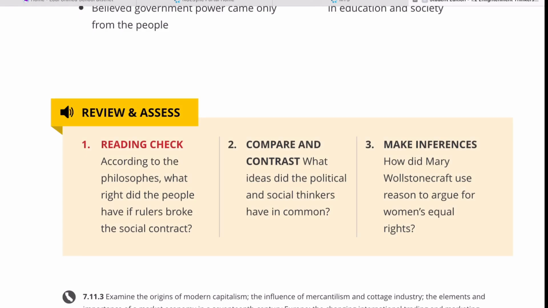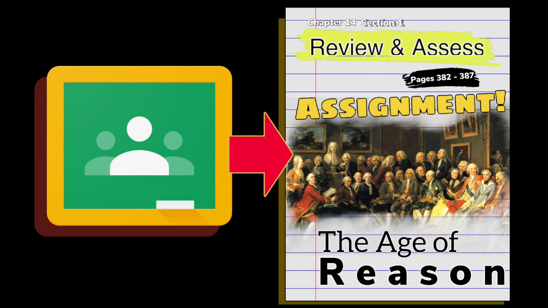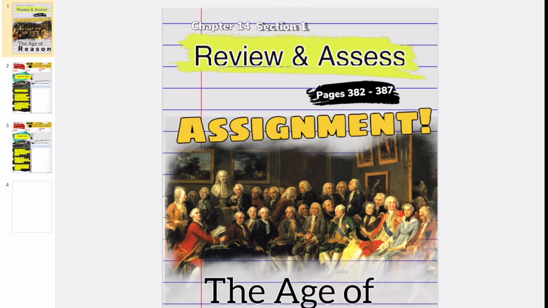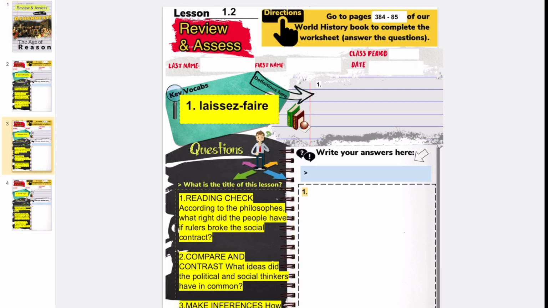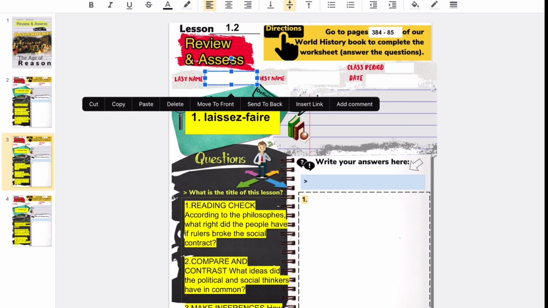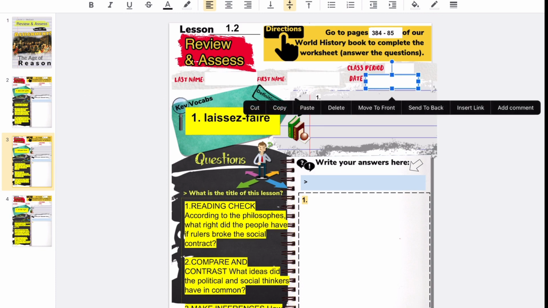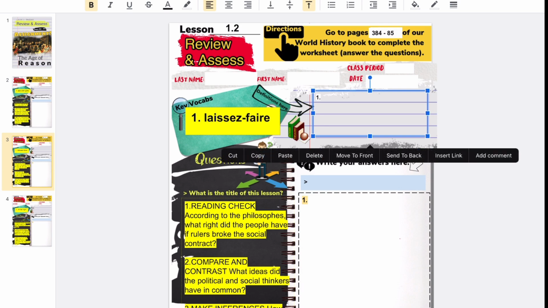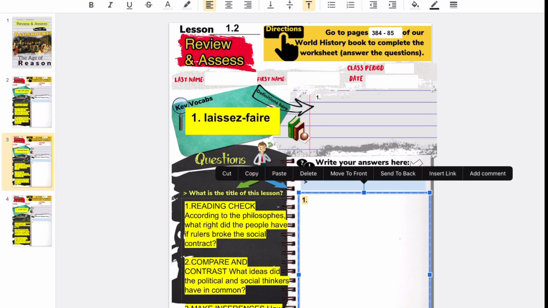Now go ahead, go to our Google Classroom and open the review and assess assignment, and go to the second slide and answer those questions that I just read. Of course, fill out all the basic information: your last name, first name, class period, and date. And our key vocab is laissez-faire. Don't forget the title of the lesson as well and your correct answers in the box on the right side. Write in complete sentences and use your own words if you are aiming for the full credit. Of course, everybody should aim for that full credit.